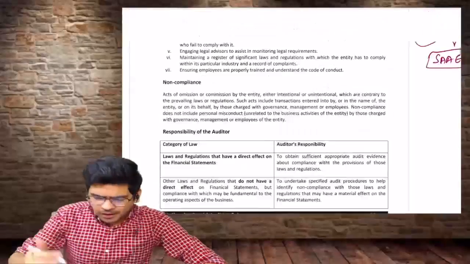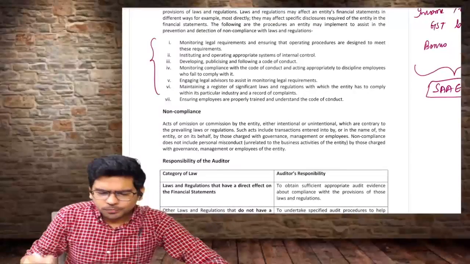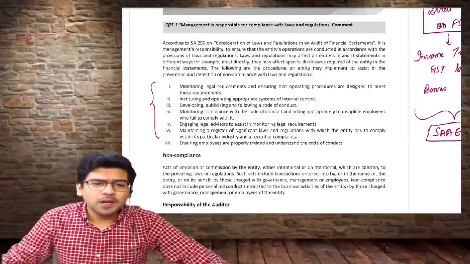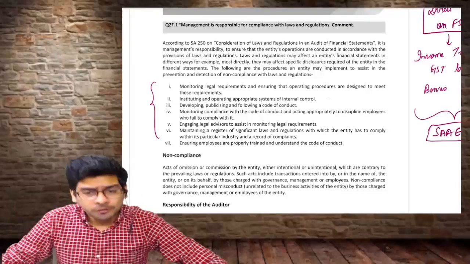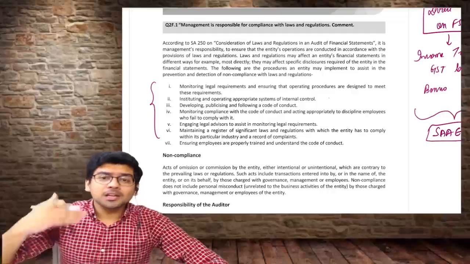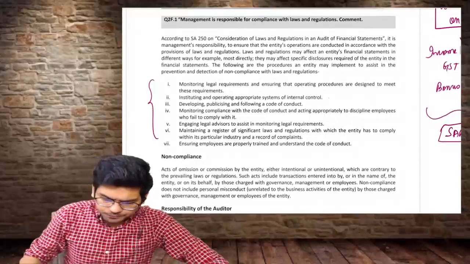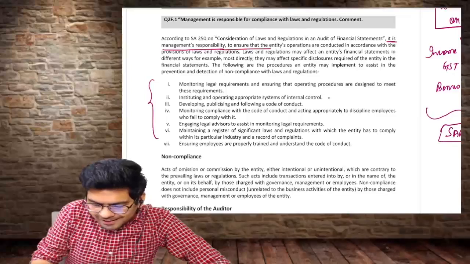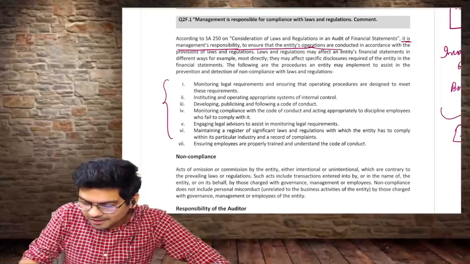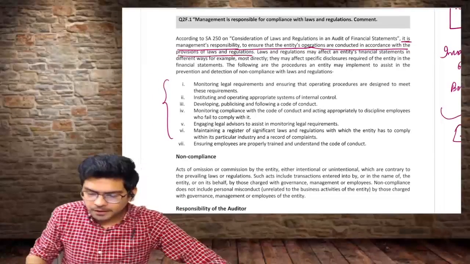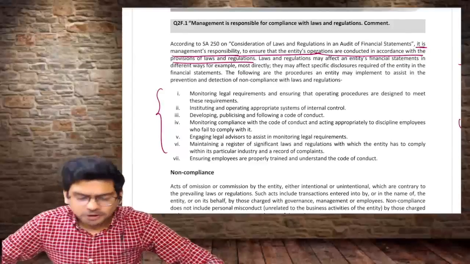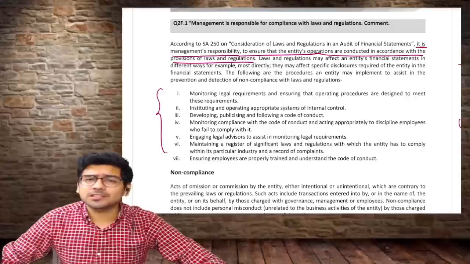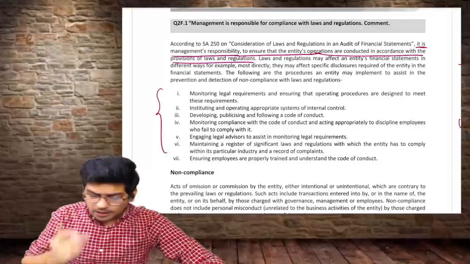So I'll come to this theory part also, but I told you this, that who is responsible for the compliance of all the laws and responsibilities. You have to remember, it is not the auditor, it is the management of the company, okay. So please understand this. It is management's responsibility to ensure that entities' operations are conducted in accordance with the provisions of law and regulation, okay. So it is not the duty of the auditor. Compliance with all the laws and regulations applicable to the entity is the responsibility of the management. Done, okay.